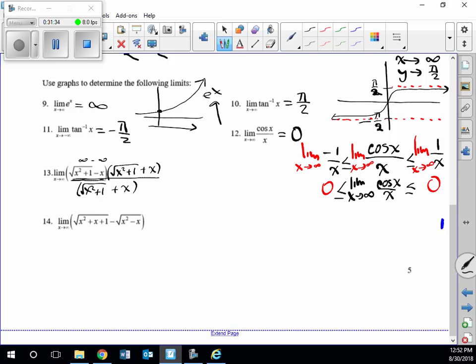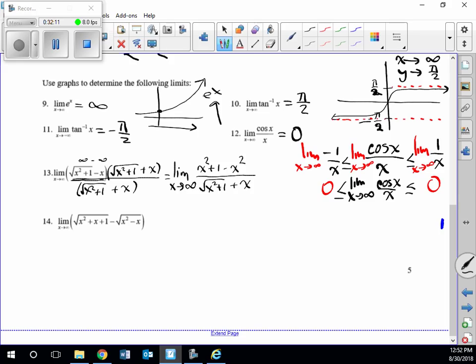Typically, I don't show the process of distributing or FOILing that numerator with the conjugate. I just write out the product. The first terms multiplied together give x squared plus 1, and the square root disappears. The cross terms are going to cancel: the square root of x squared plus 1 times x, and the minus x times the square root. Those two cancel, so I don't even write them. And then the minus x times x is going to be a minus x squared. The denominator is still the square root of x squared plus 1 plus x.